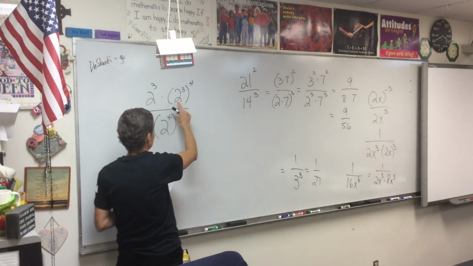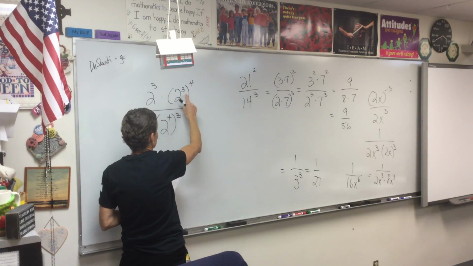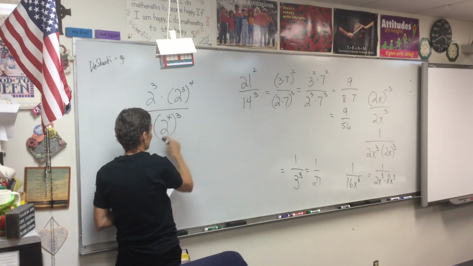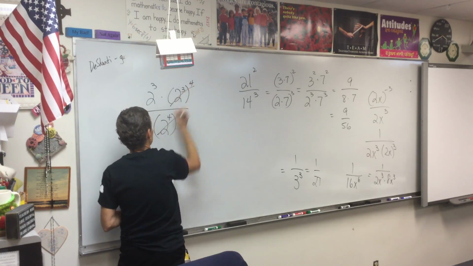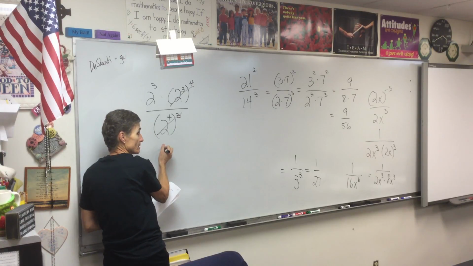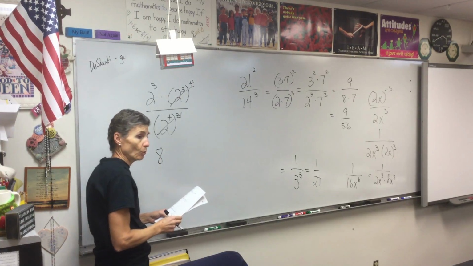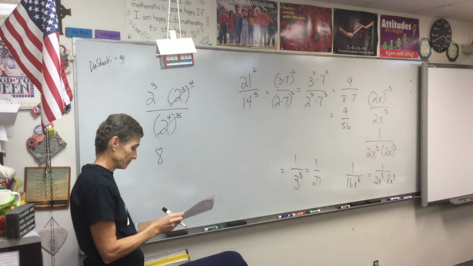What's this, you guys, right here? 2 to the 12th. What's this? 2 to the 12. What's going to happen to these? They're going to cancel, and the answer to the question is 8. 2 cubed or 8.